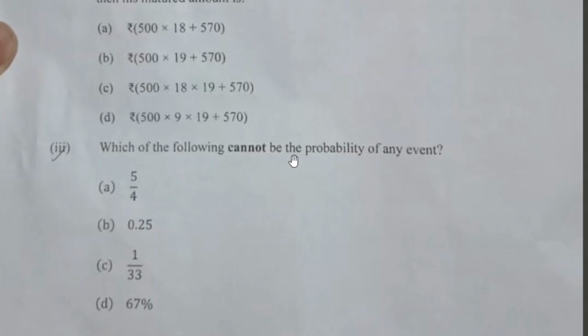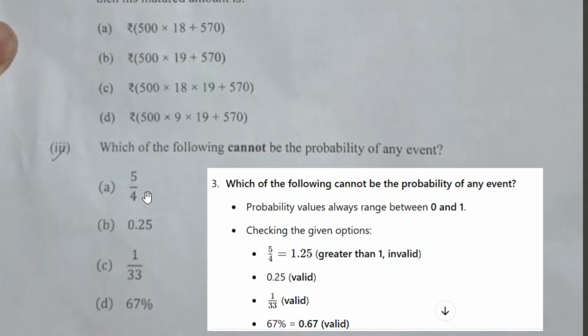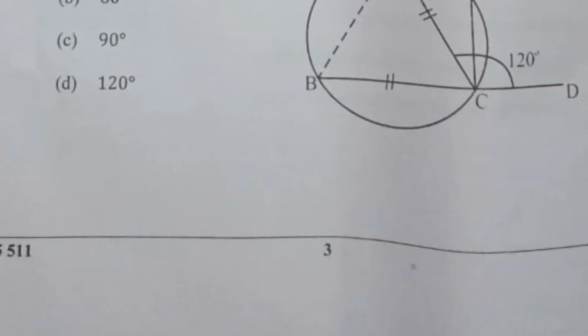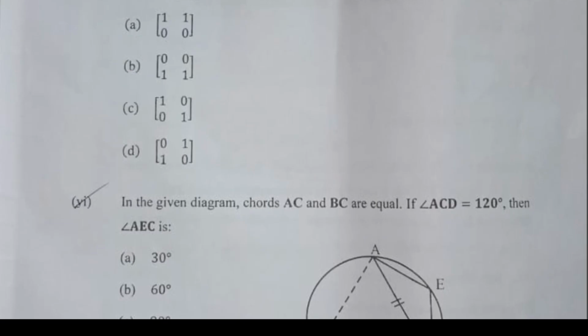Which of the following cannot be the probability of any event? For probability, the numerator should be less than the denominator. The denominator is the total outcome or sample outcome, and the numerator is the possible outcome. Possible outcome is less than the total outcome. So the numerator should be less than the denominator. So this is not possible. Answer is A. Now next question.